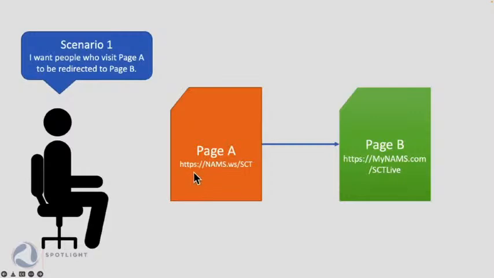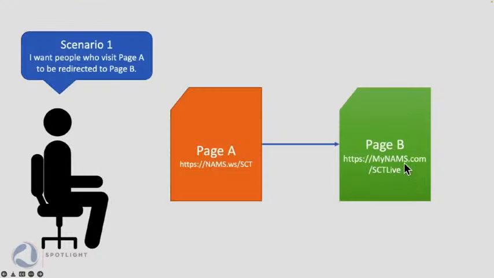For example, here is nams.ws/SCT, which will take people to our sales page, which is on mynams.com/SCT live. So essentially what you're looking at is moving from one page to the next page automatically. And you have a shorter link going to a longer link or a page that you can always change.